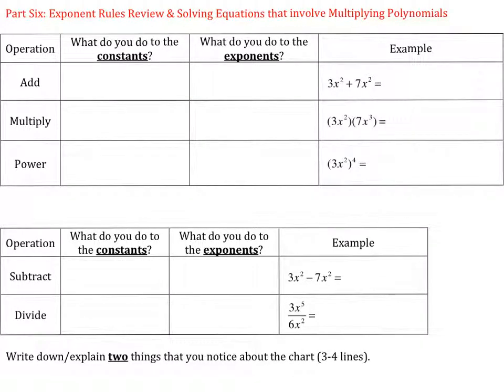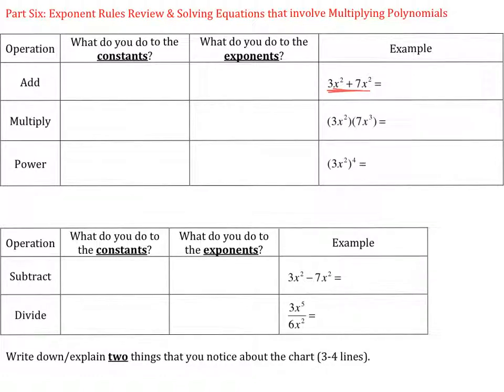In Chapter 4, Part 6, we are going to review some of the exponent rules, and we're going to look at this first chart, and we have an example. So let's focus on the example first. We have 3x squared plus 7x squared.